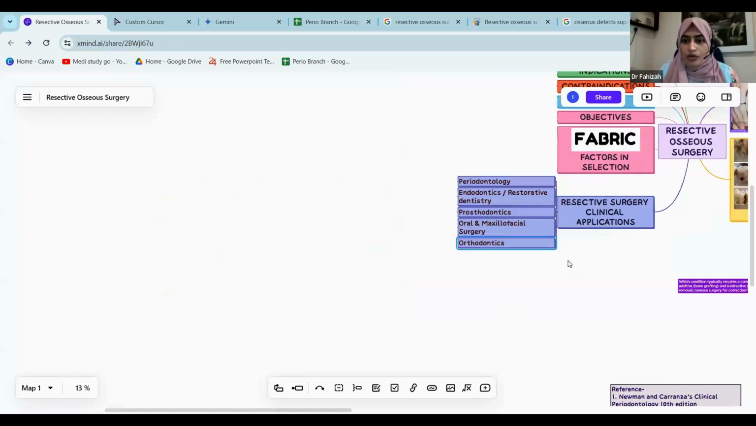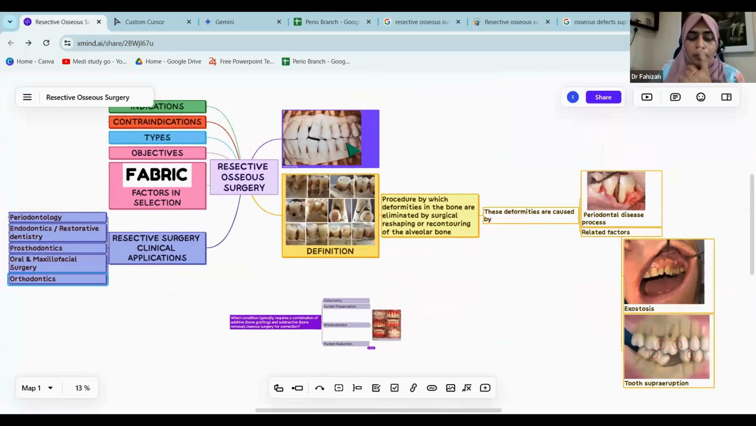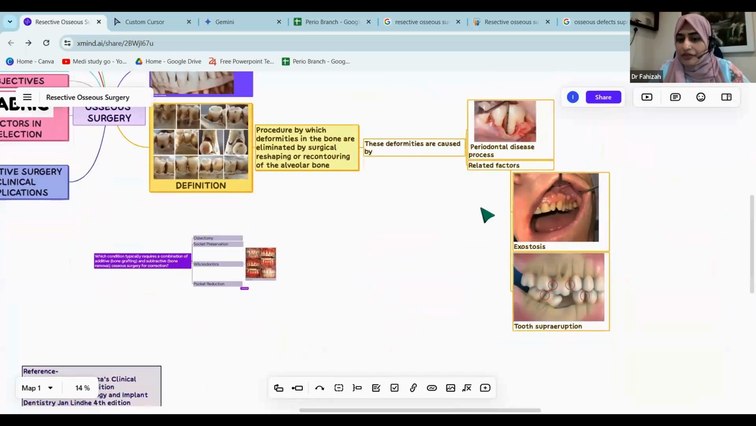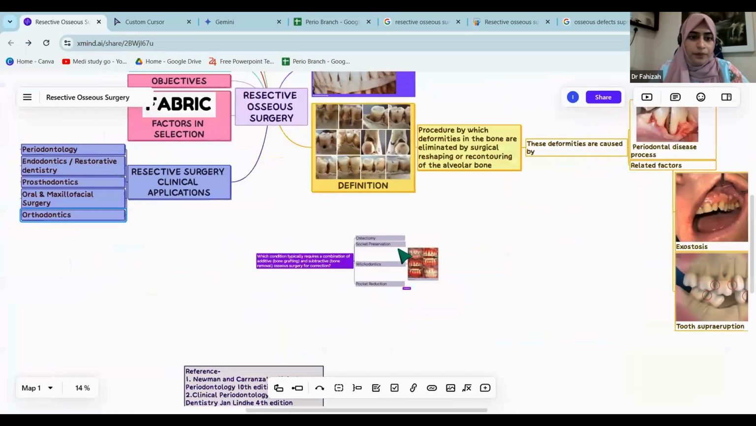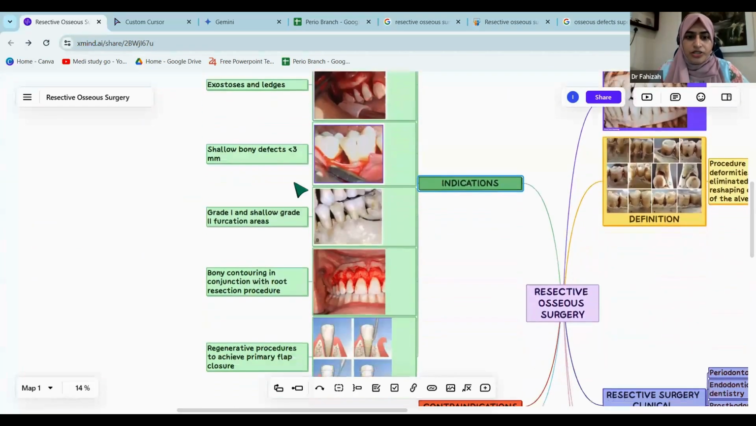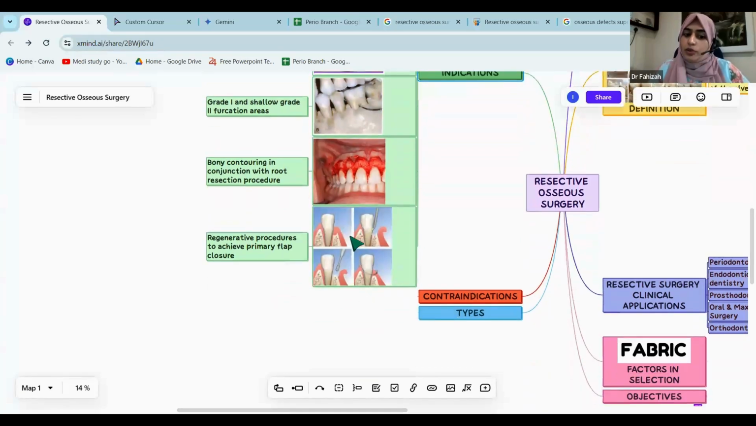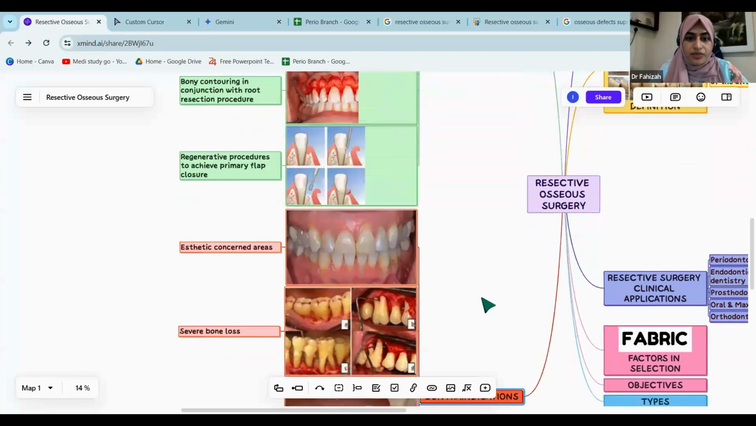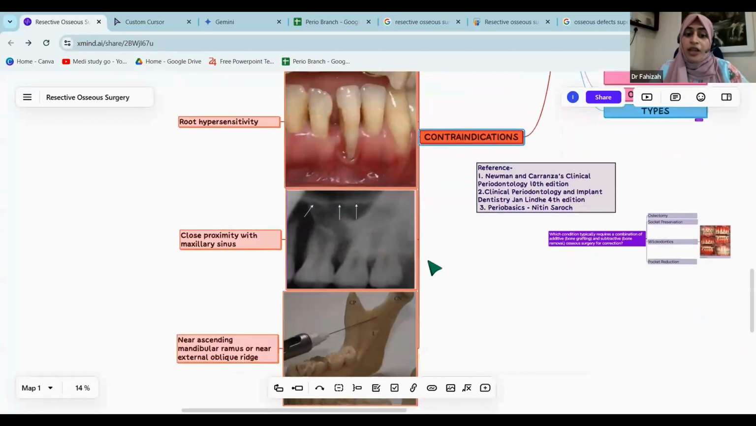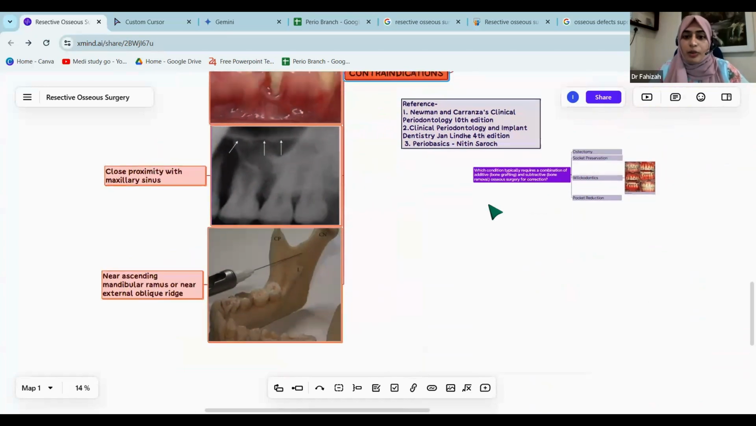Okay. Now, this much is the resective osseous surgery. This is the normal bone morphology which we discussed. We discussed the definition over here, and it is caused by periodontal disease and other related factors like exostosis, tooth eruption, etc. And then we spoke about indications. All these are indications: exostosis, ledges, shallow bony defects, grade 1 and shallow furcation defects, bone contouring, and to achieve primary flap closure. Then we talk about contraindications, where in aesthetic areas you have to be careful, severe bone loss you have to be careful, root hypersensitivity, close proximity to the maxillary sinus, near the ascending mandibular ramus or external oblique ridge.